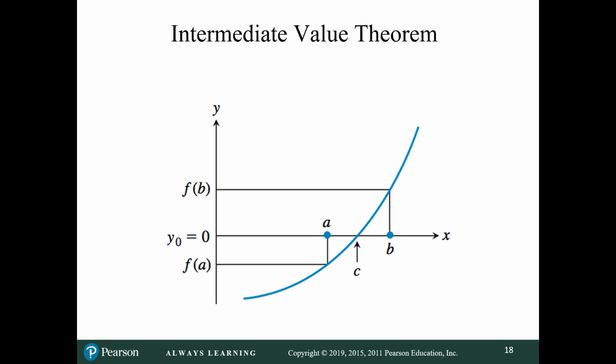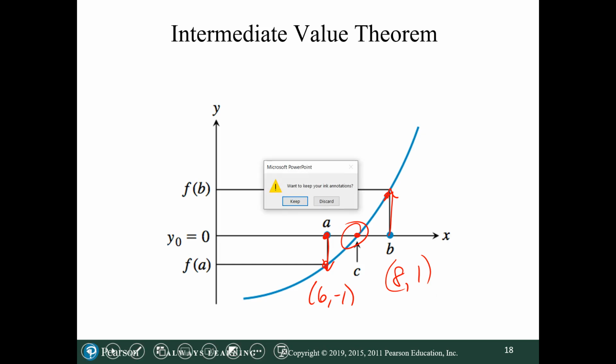Intermediate value theorem says, well, if this is negative and this is positive, then there must be a 0 somewhere in between the negative number and the positive number. That's what the intermediate value theorem is. And we'll talk about it at length in calculus, but that's basically what it means. Is if you have like 6, -1, and 8, 1, somewhere in between 6 and 8, there has to be a 0. Okay, because the graph has to cross to get from -1 to 1. Okay, that's the intermediate value theorem. All right, so that's it for that part of it.